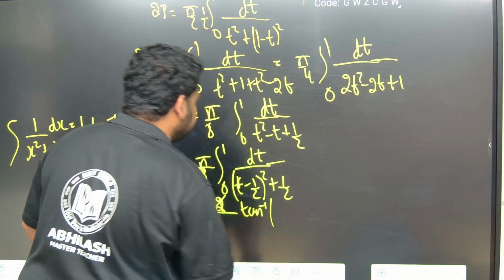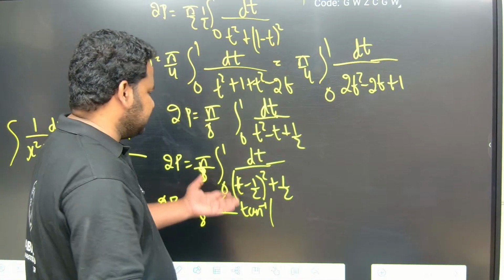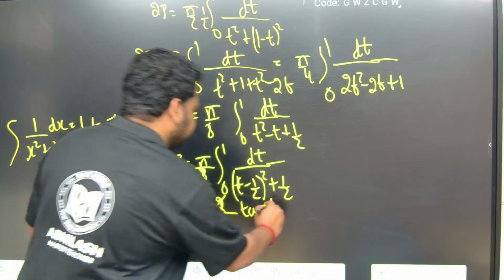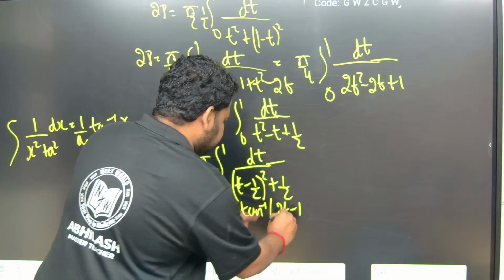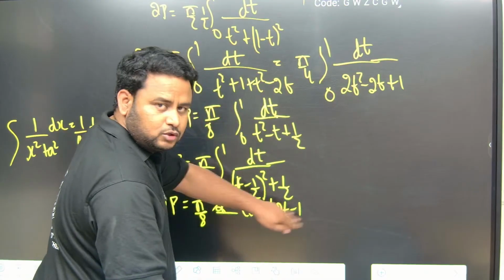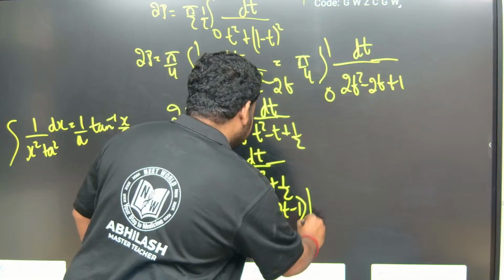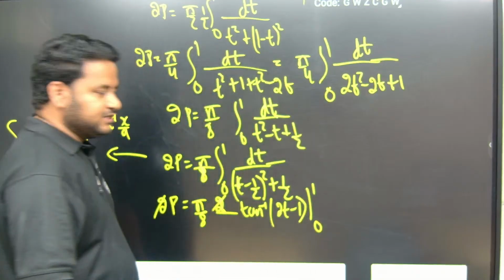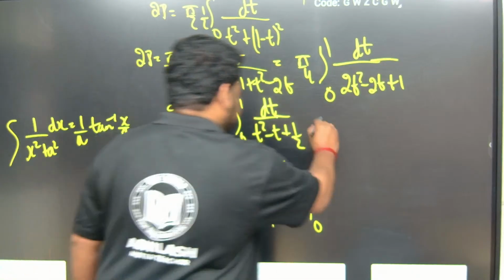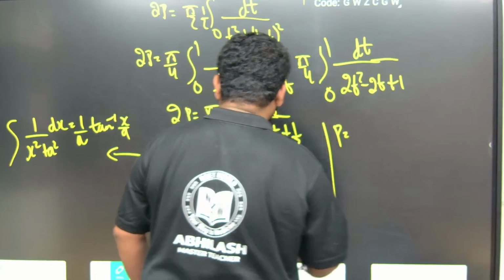Tan inverse of x by a is what? Tan inverse of x by a, that is nothing but t here. Tan inverse of 2t minus 1. Here 1 by 2 will be there, divided by 1 by 2. 2 and 2 will cancel. Only this much we will have, 0 to 1. Now this p will become equal to, what can I write?